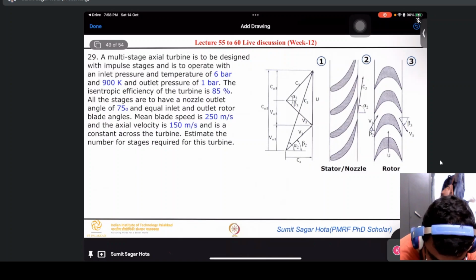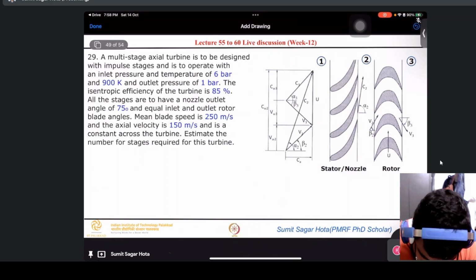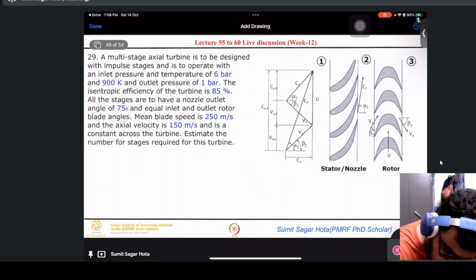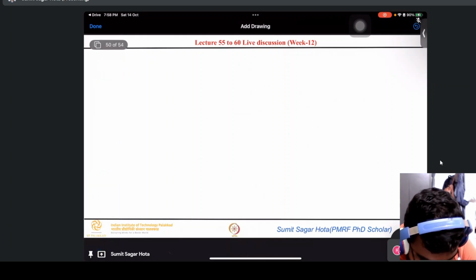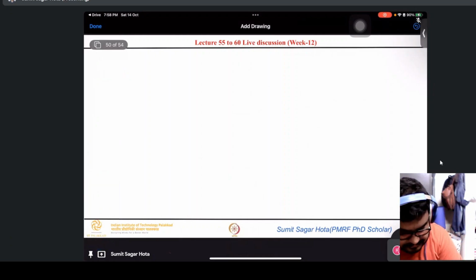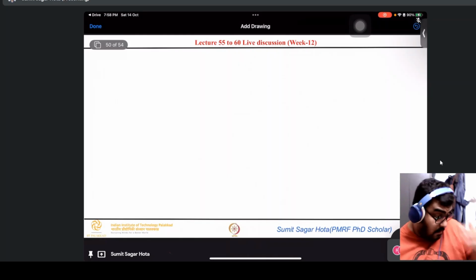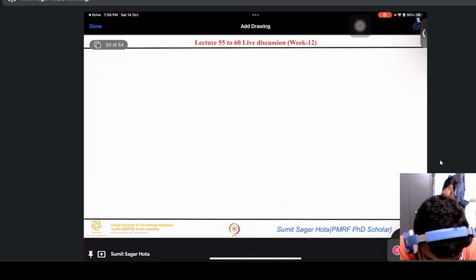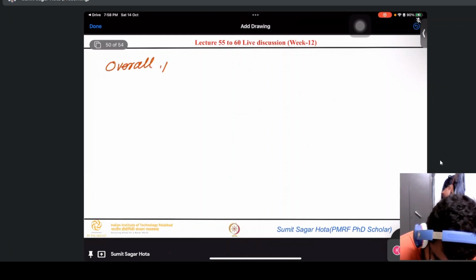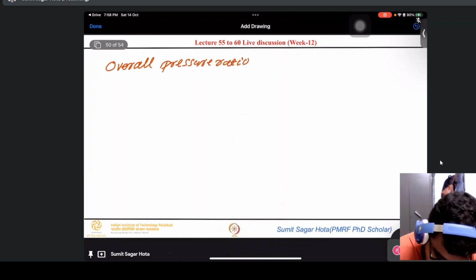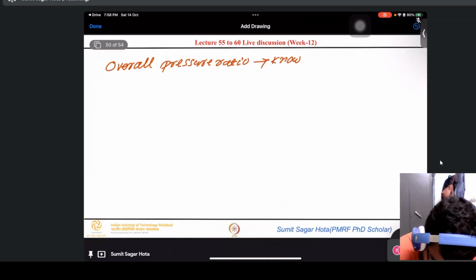So the velocity triangle, everything is given in the question. If it is not given, you have to draw it. Okay, let's solve it. So the pressure ratio is known. So the overall pressure ratio is known.